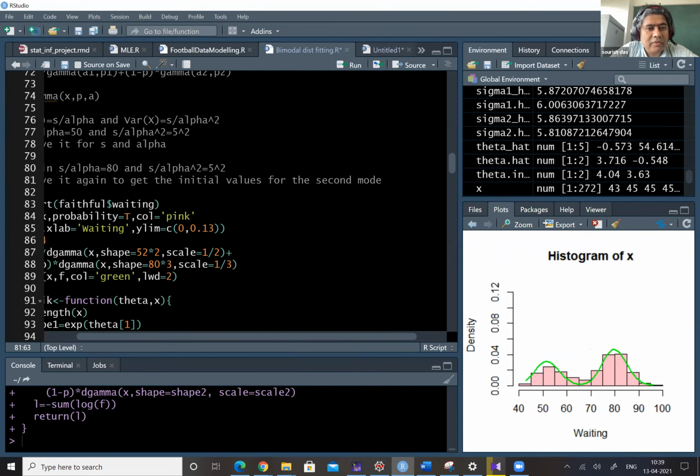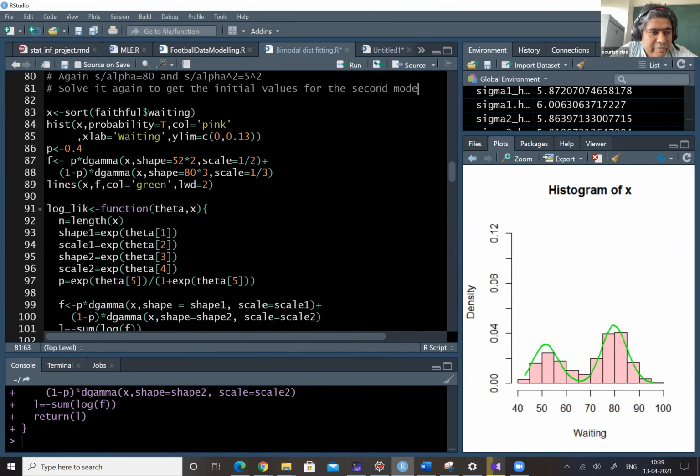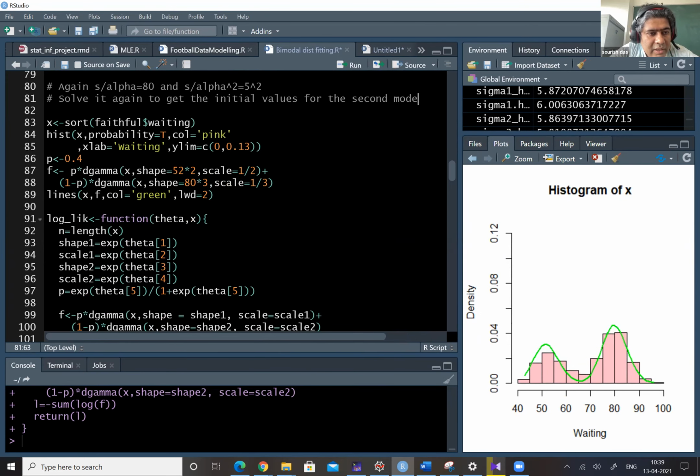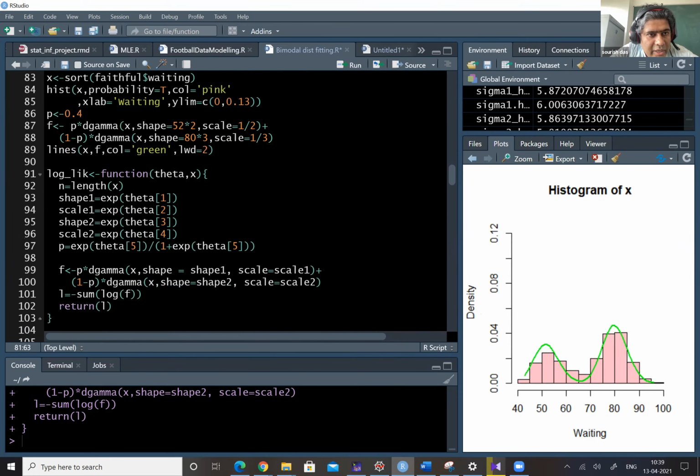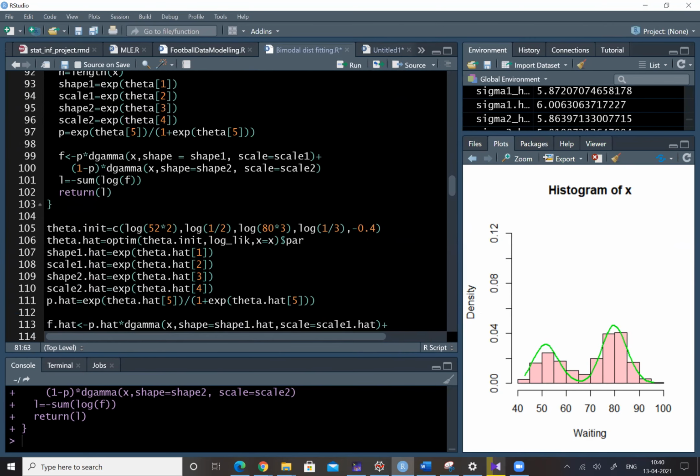So that solves it. If you solve it, then that will give you some reasonable thing. And then he's writing here the log likelihood, and since shape and scale will always be on the positive side of the real line, you are taking e to the power of theta. That makes sense. Same way, fine. Then I have initialized the theta by considering the inverse of the functions that I've taken in the log likelihood function.